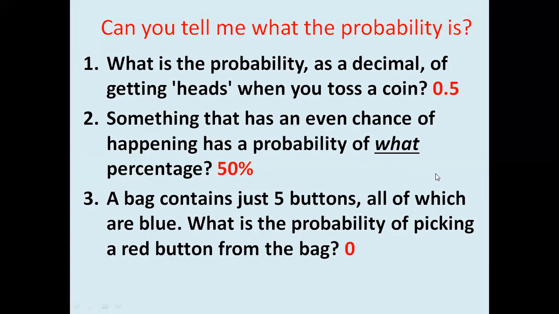Now look at this question, number 3 here. It says, a bag contains just 5 buttons, all of which are blue. So 5 buttons, all of them are blue. What's the probability of picking a red button from the bag? It's 0, because we don't have any red button. They are all blue.